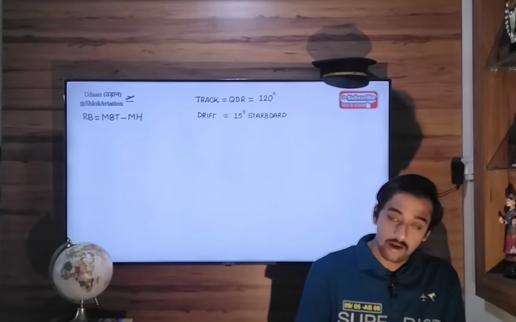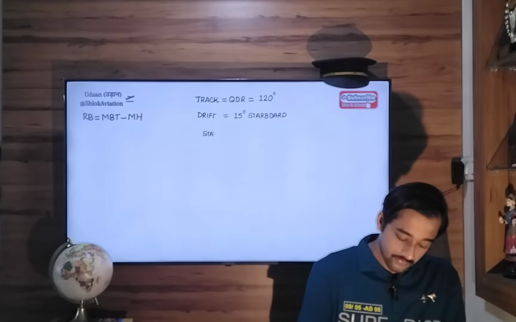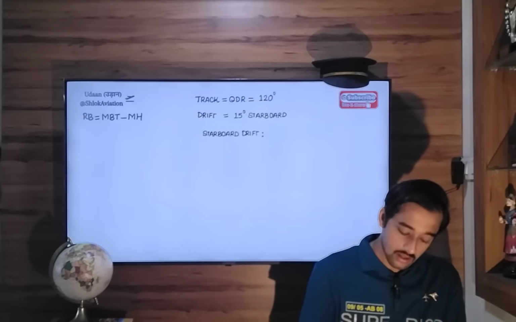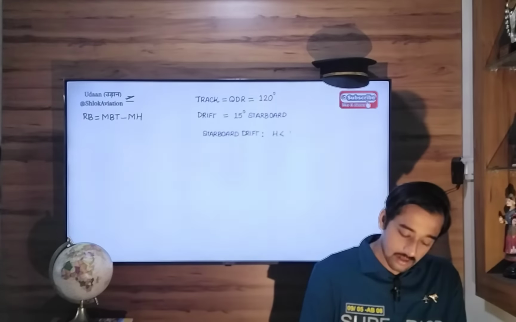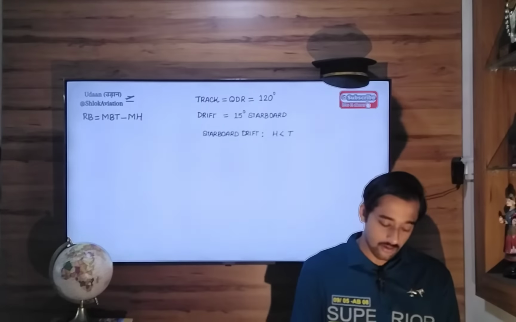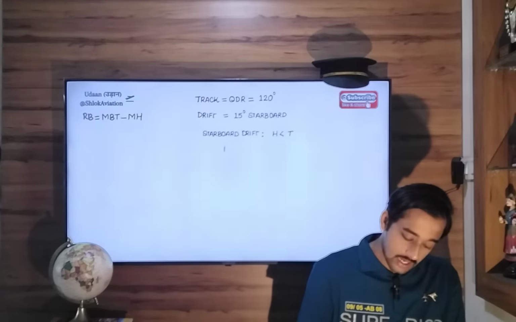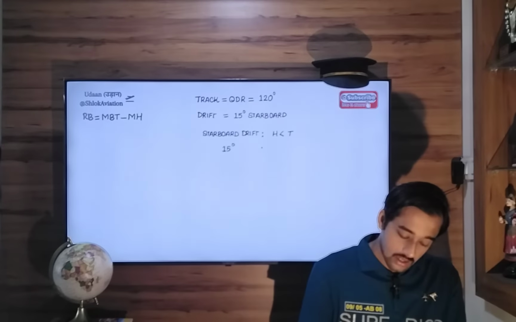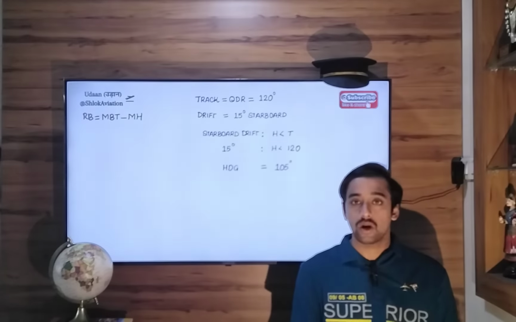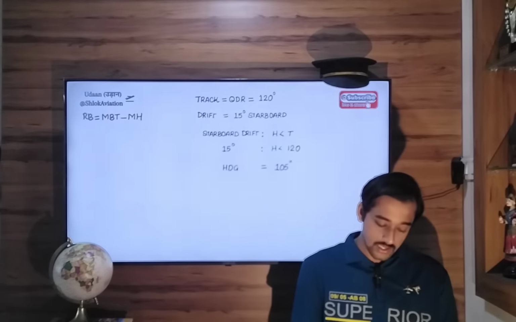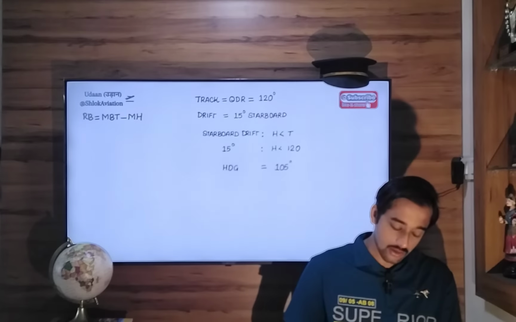Okay. Now if you have a starboard drift, in that case, the heading of your aircraft will be less than the track of your aircraft. So when you have a 15-degree starboard drift and track is 120, so heading will be equal to 105 degrees. So let's substitute the values now.